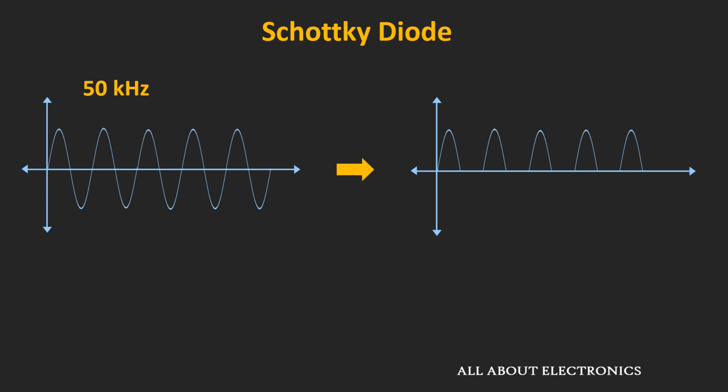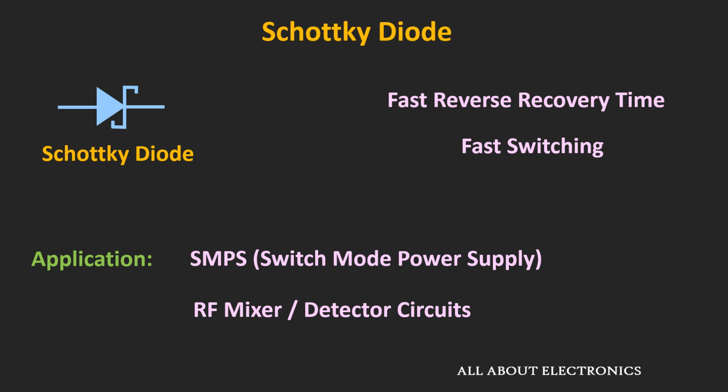But in case of a Schottky diode, due to its fast reverse recovery time, it is also able to rectify the high frequency signal. And that is why the Schottky diodes are used in the fast switching applications. For example, they are used in the SMPS, where the switching frequencies used to be in the range of 10 to hundreds of kilohertz, and they are also used in the communication applications, for example in the RF mixing or in the detector circuits. So due to the fast switching speed and the low forward voltage drop, the Schottky diodes are used in many applications.